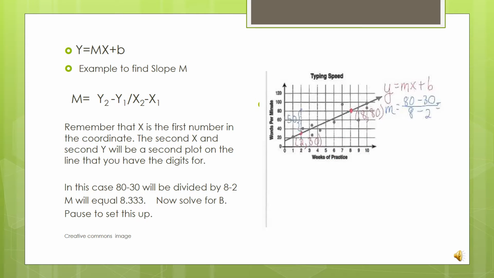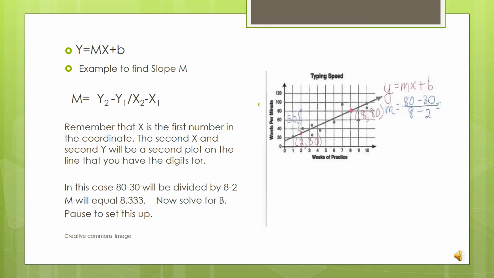Everybody needs to copy these formulas down. We will look at solving for M using 2 points that are on our scatterplots line. The 2 points we picked were 230 and 880.